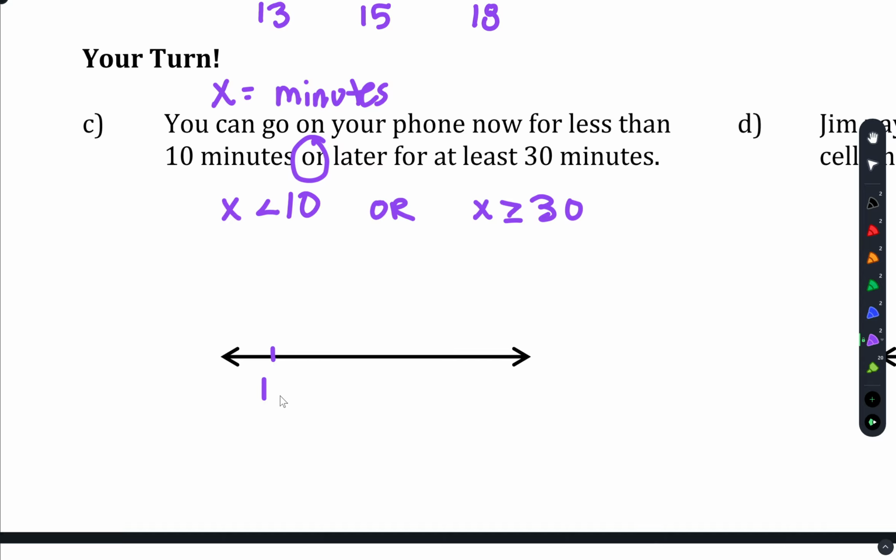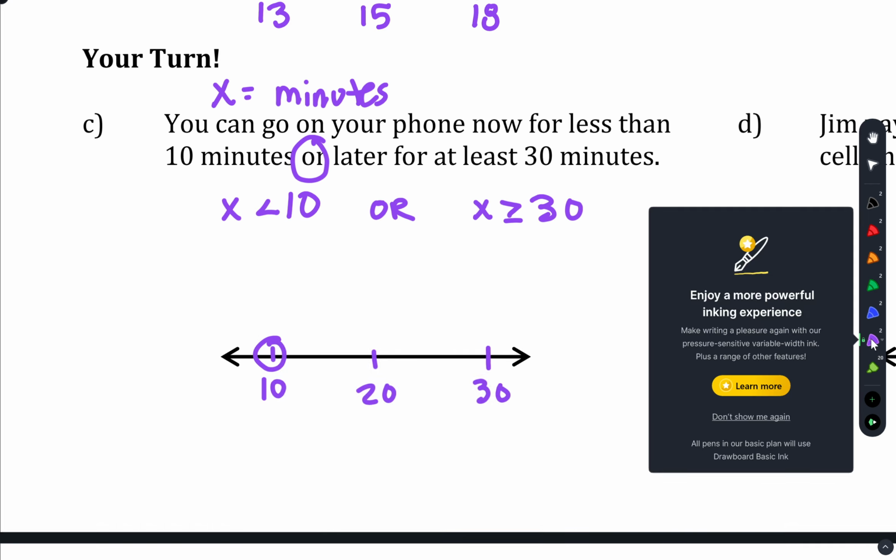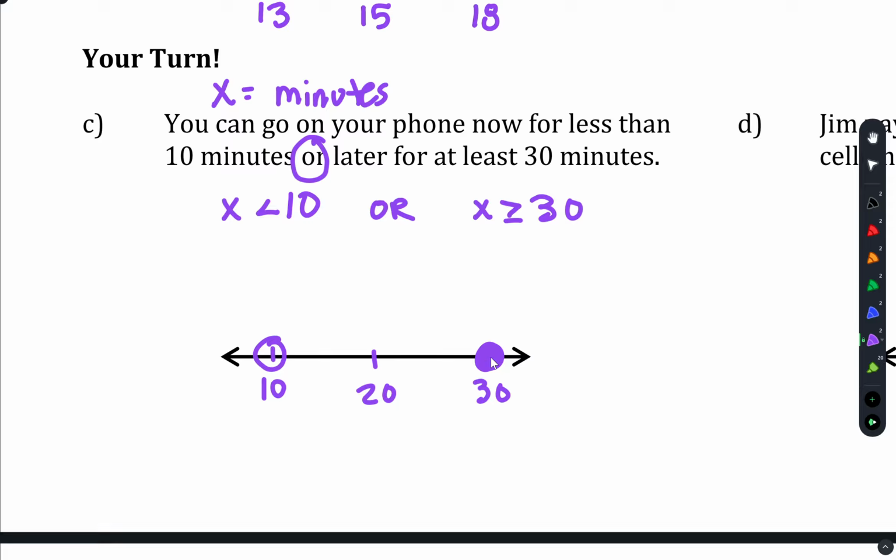So I'm going to put 10. I'm going to put 30. I'm going to pick a number in the middle. Let's go with 20. Open or closed circles? Both. Which one's open? The 10 is going to be open. The 30 is going to be closed. And that is totally fine. Which way does this point? Outwards, because it's an or problem. Any questions on that? Okay, move forward to the next page.